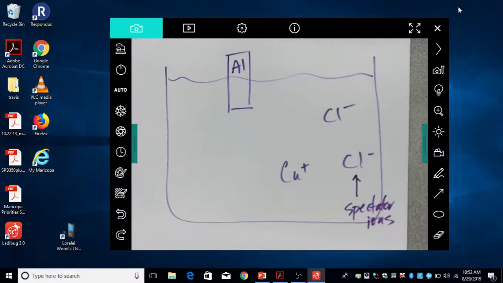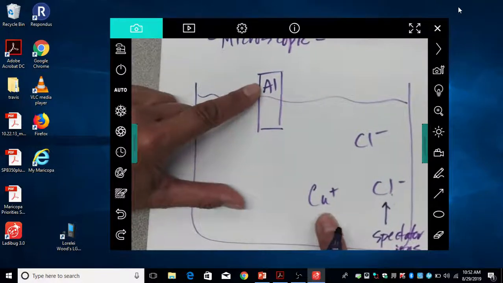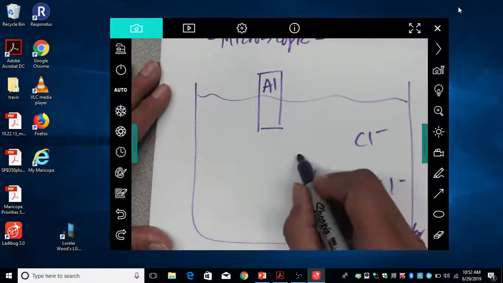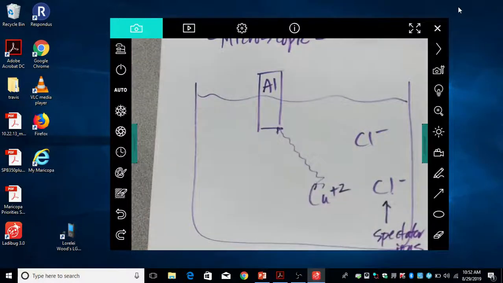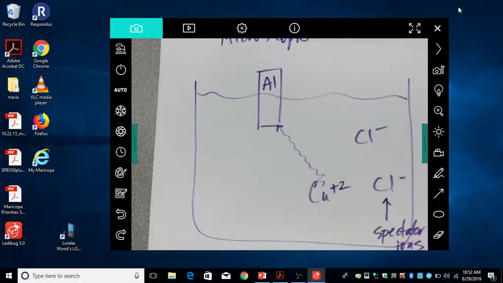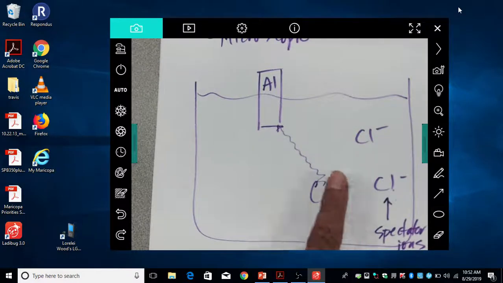Because just like a spectator at a baseball game, they don't do much, they just kind of hang around and watch what's going on, right? What's important here is the aluminum and the copper, and the copper is a +2 ion. So copper will float up to aluminum, and because copper is deficient 2 electrons. How do I know it's deficient 2 electrons? It's got that +2 charge.